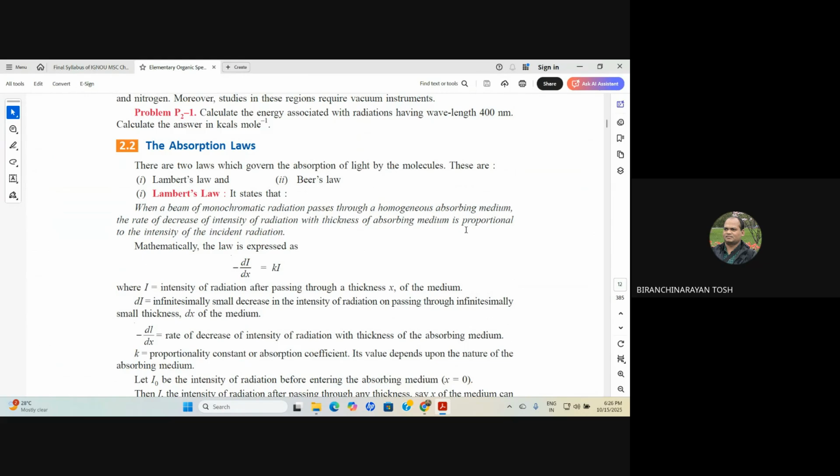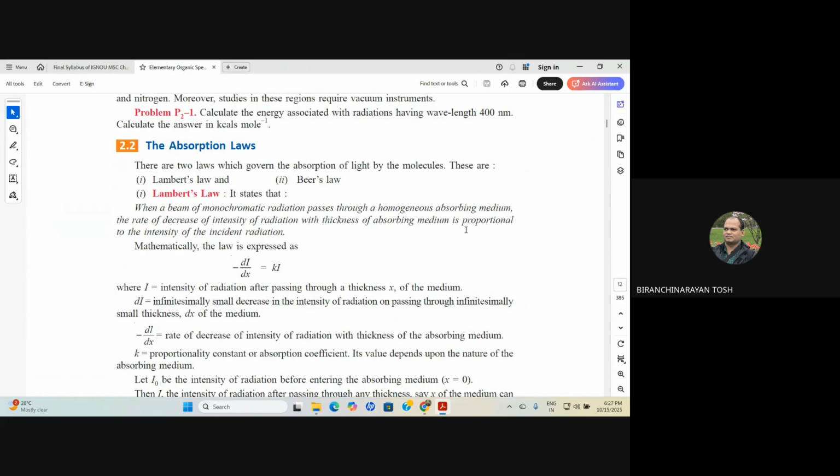That's why it is Lambert's law. That means when a beam of monochromatic radiation passes through a homogeneous absorbing medium, it is not a solution. Generally students confuse Lambert's law and Beer's law. Beer's law tells about the solution, but Lambert's law is about the absorbing medium, not the solution. For example, a colored glass slab, or the cellophane sheet I mentioned. That is a homogeneous absorbing medium.